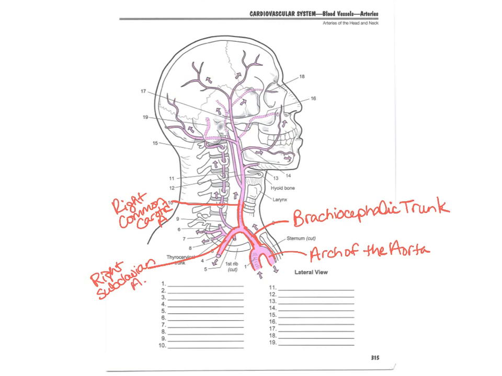And then the right subclavian artery will become the right axillary artery, which becomes the right brachial artery, which becomes the right radial and ulnar arteries. All right, so then that's it. Now that common carotid is going to come up and it's going to divide, but these are the only ones that you need to know for our exam in general A&P.